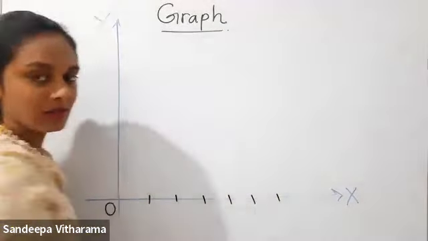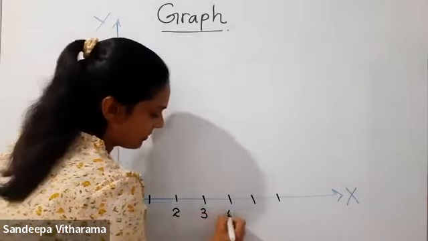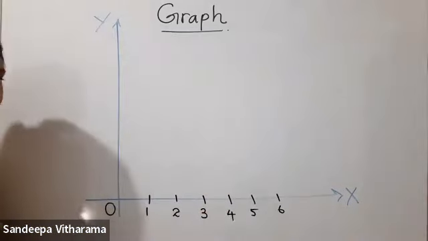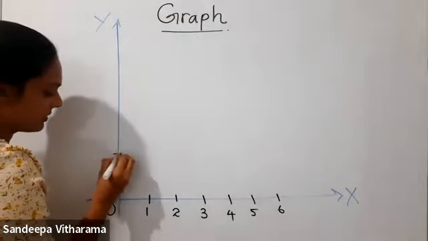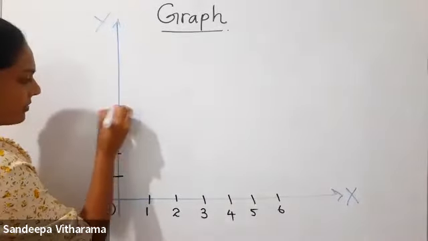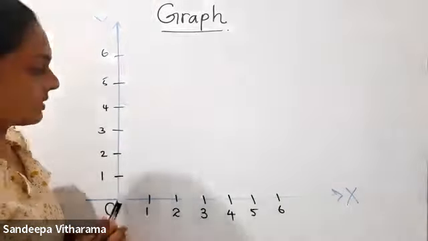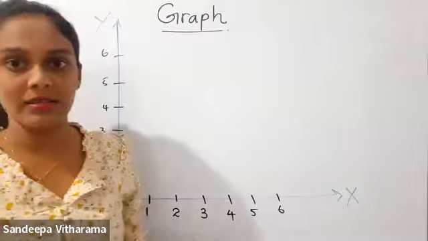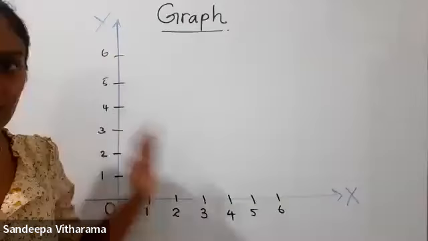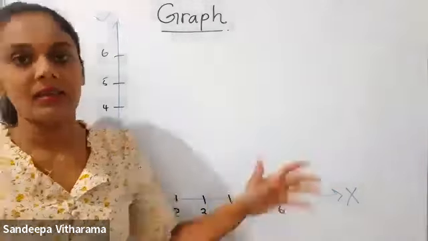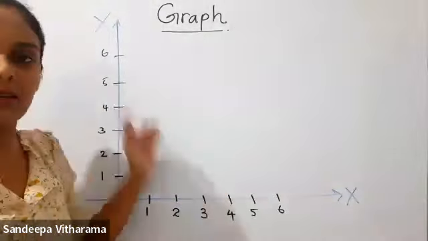This side is called the positive side of the x-axis. It can be marked 1, 2, 3, 4, 5, 6, like this. I just consider the positive side only. Here on the y side, it is 1, 2, 3, 4, 5, 6. Like this, we can mark the coordinates of two axes on their lines. These two are actually two number lines. A coordinate plane is a particular plane where the two axes, or the two number lines, have been drawn.